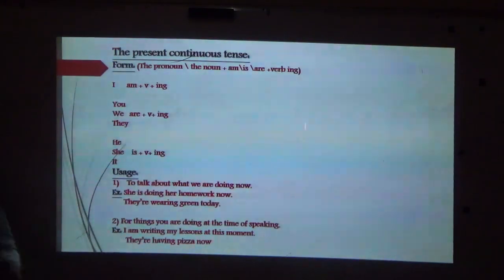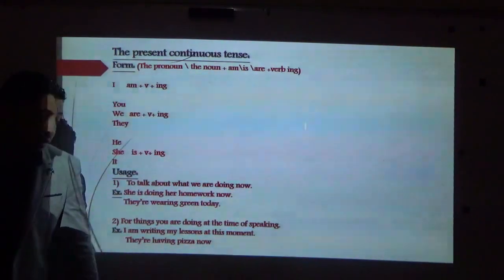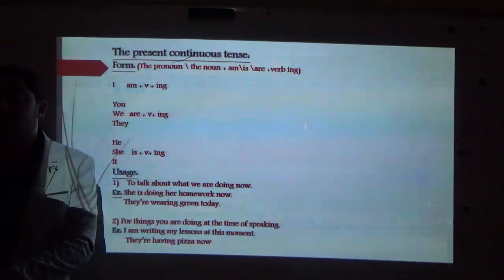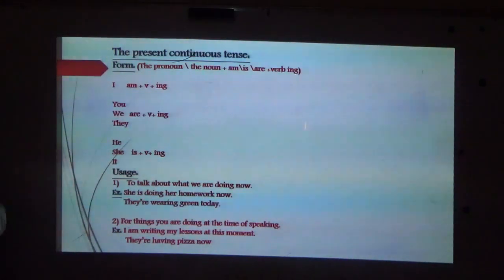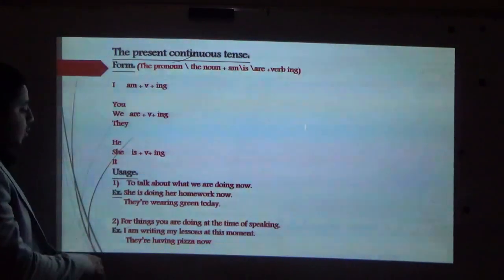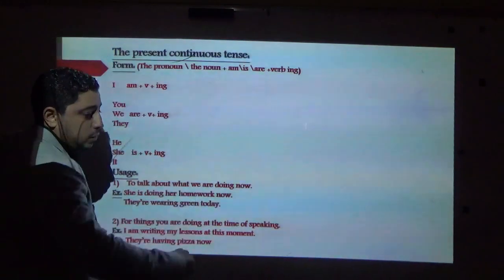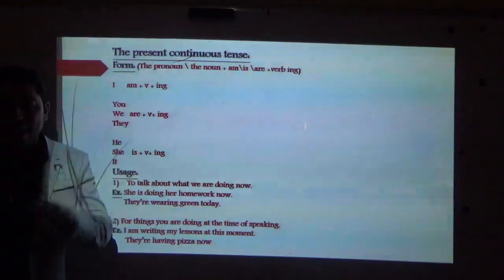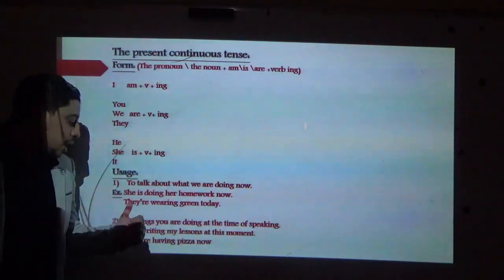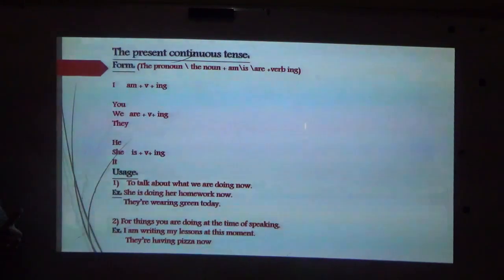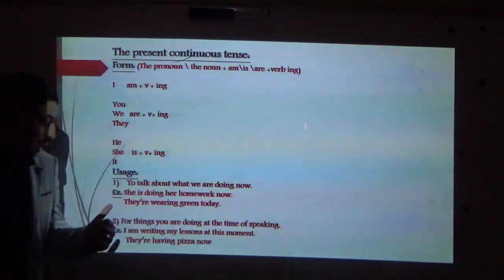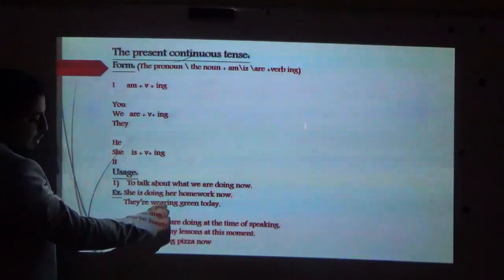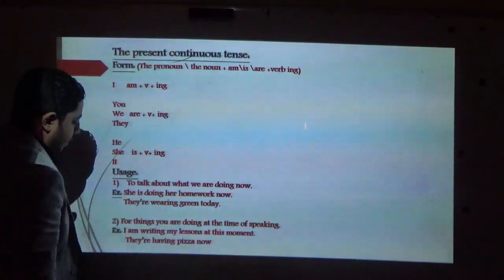Okay? So what about the usage of the present continuous tense? We can use the present continuous tense to talk about what we are doing now. Something I'm doing at the moment or at the time of speaking. Like what? She is doing her homework now. So a girl is doing her homework now. Something is happening at the time of speaking. They are wearing green today. Here we use they plus are, the verb wear plus ing, wearing green today.